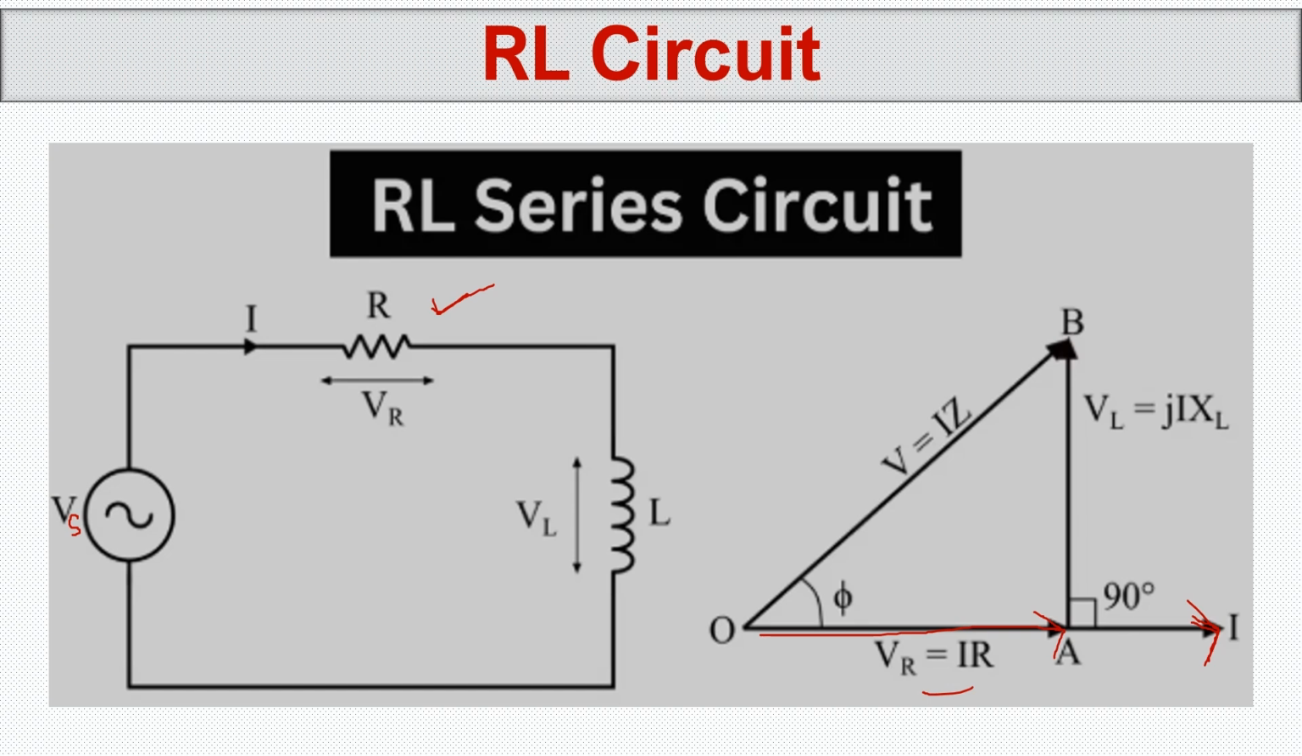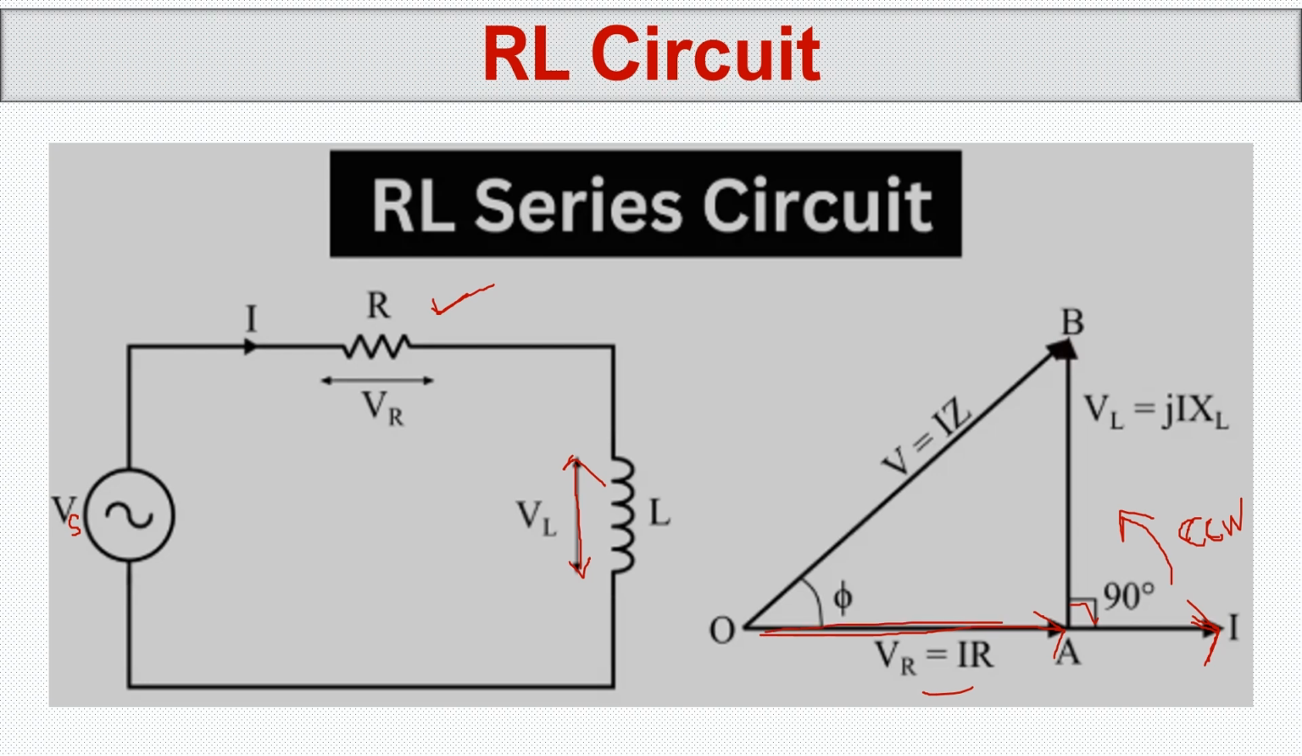We know the voltage across the inductor is 90 degrees phase leading to the current. It's leading to the current. That's why it's 90-degree leading. We always represent the leading in the anti-clockwise direction, CCW. So now VL we have to represent.